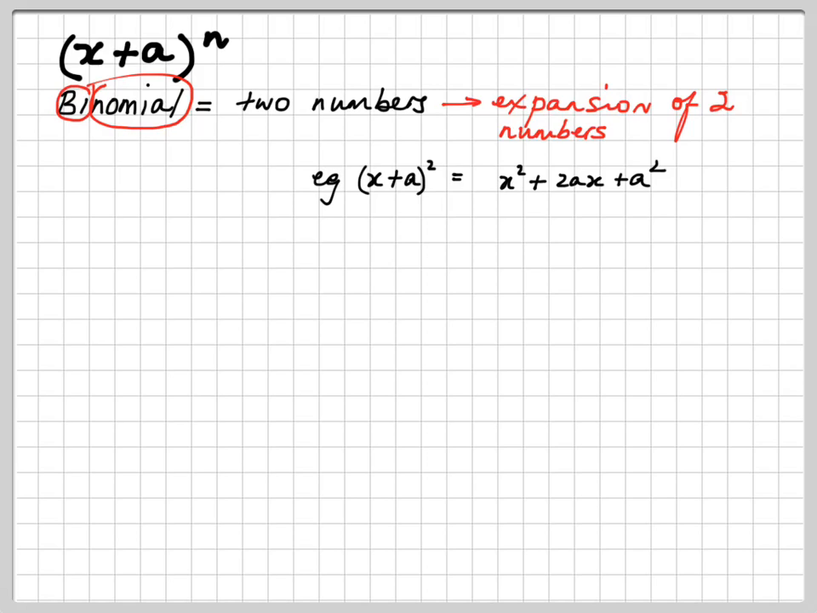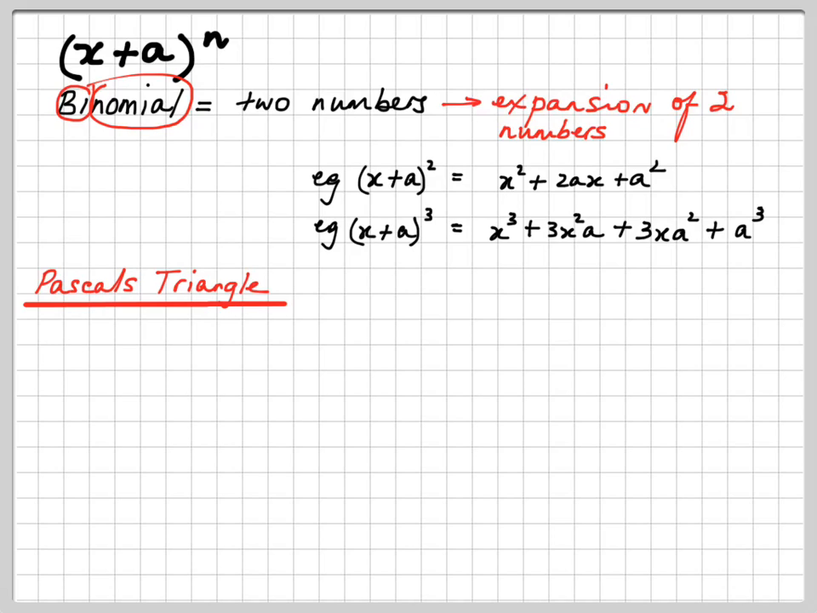We know that x plus a all squared, that's a binomial expansion where we're raising the linear expression x plus a to the power 2. And then you get x squared plus 2ax plus a squared, don't you? Now if we have a look at x plus a all cubed, we've got x cubed plus 3 times x squared a plus 3 times x times a squared plus a cubed.